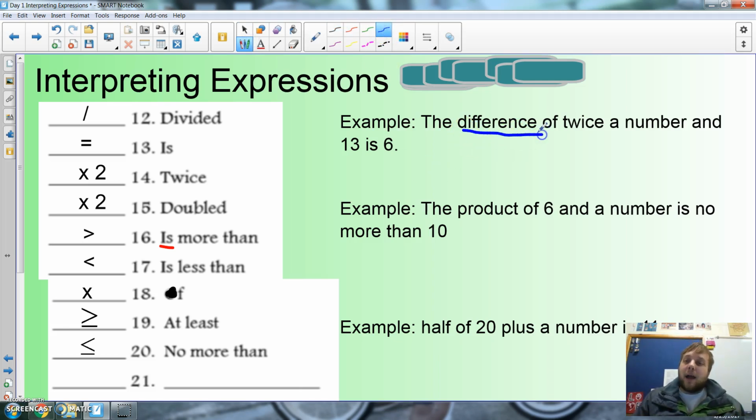The difference. I'm looking for an and. That's where it goes. Difference means subtract. So the subtraction needs to go where the and is. Of twice a number. So I'm going to go 2n. Twice a number goes here. And, which I'm going to subtract, 13 is 6.